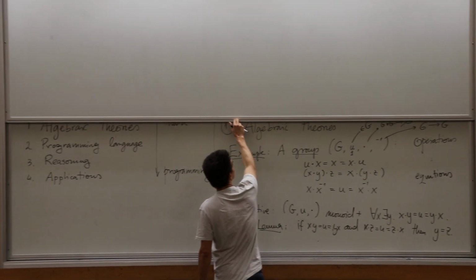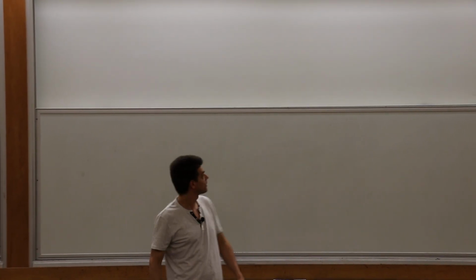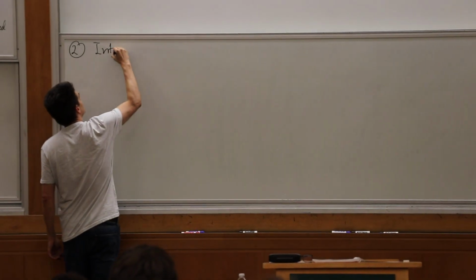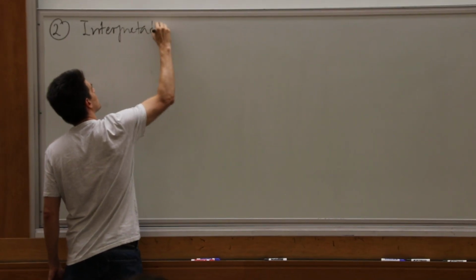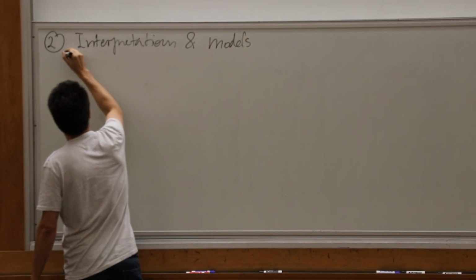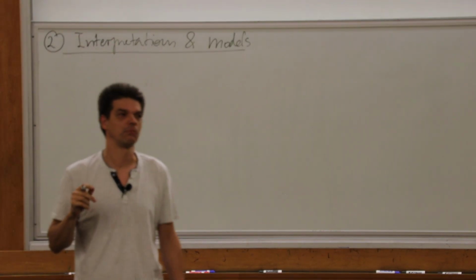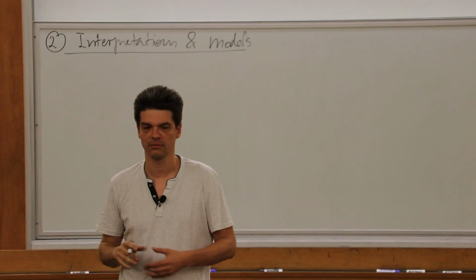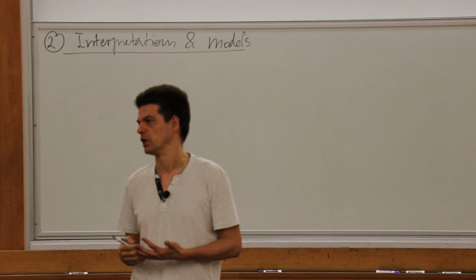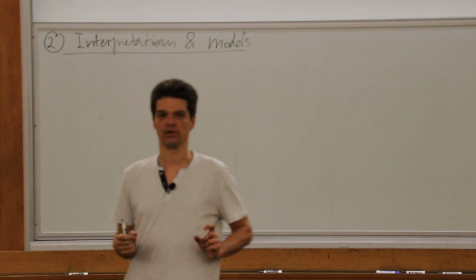I get three whiteboards, but I can only show two at a time, right? Okay. So this is now two. Interpretations and models. By the way, if you ever took a course in logic and first-order model theory, you will recognize that all of what I'm doing is just a special case of that. I'm just using a small chunk of first-order logic.